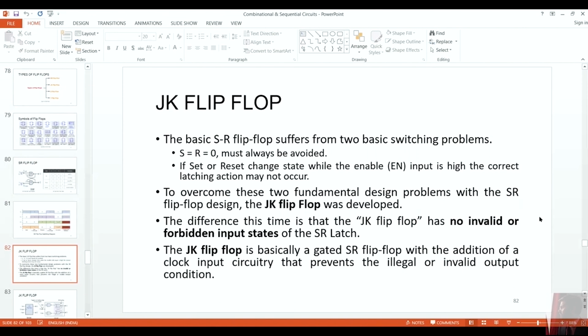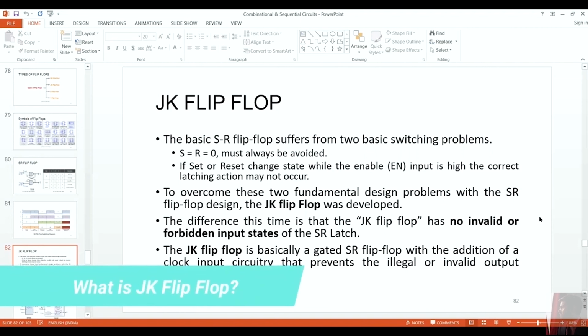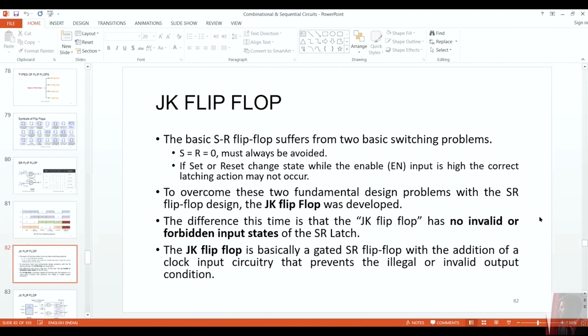If I talk about the JK flip-flop, basically the JK flip-flop is designed for when S and R are equal to 0. So these are two design problems. Anybody can ask you why we are designing the JK flip-flop. The SR flip-flop suffers from two switching problems basically. Whenever the value of inputs S and R is 0, it has to be avoided. And when the set or reset change occurs, you have a select pin or enable pin which is very high, so latching operation cannot be carried out, because latching is basically 0 and 1. So for this we are designing a JK flip-flop.